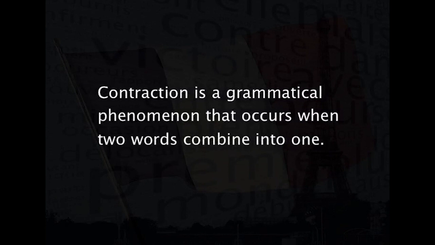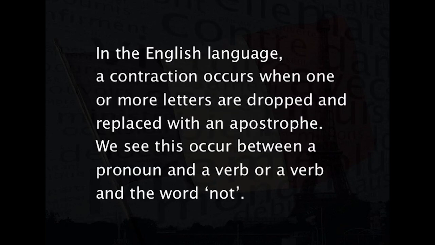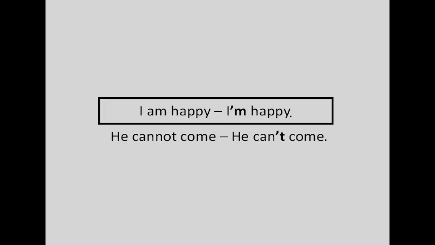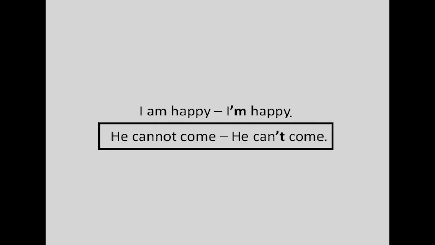Contraction is a grammatical phenomenon that occurs when 2 words combine into one. In the English language, a contraction occurs when 1 or more letters are dropped and replaced with an apostrophe. We see this occur between a pronoun and a verb, or a verb and the word not. For example, I am happy becomes I'm happy, while he cannot come becomes he can't come. Since in English contractions indicate informality, their use is optional.